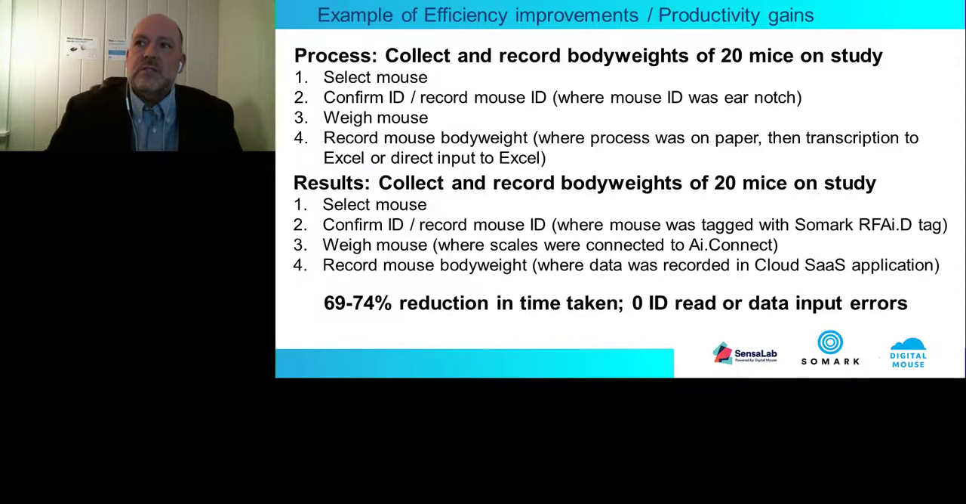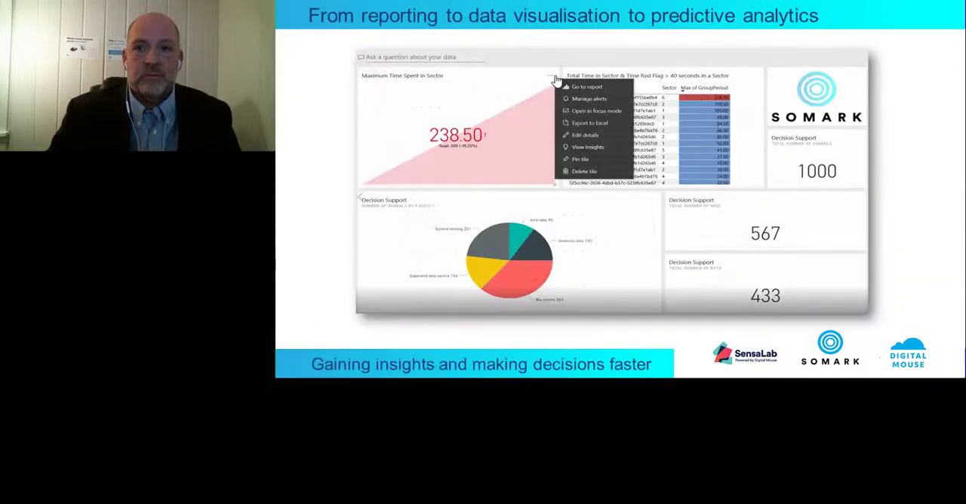And one of the benefits of moving to a SmartLab is not just immutable data. It's actually much more efficient. We recently conducted 12 pilot studies across US and Europe. Results were 69 to 74% reduction in time to take data, with a 0% read or data input errors. Not only did we achieve process efficiency, now you have a smart lab with efficiently managed digital data.